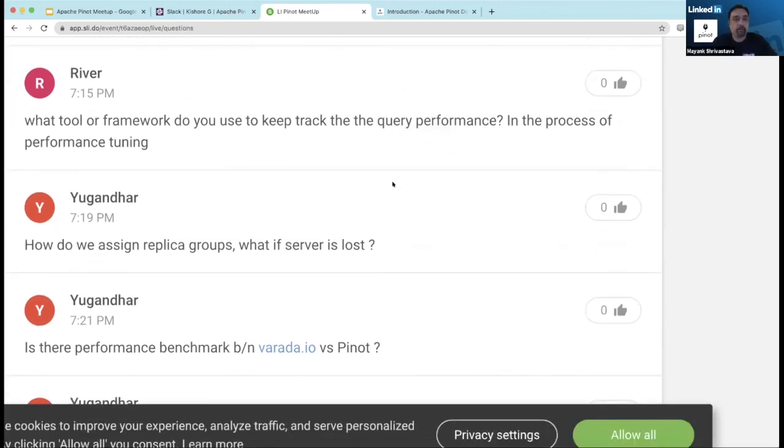Okay, I think the next question is on the framework for performance. I think we already answered that. If there are any follow-up questions, definitely reach out to us on Slack.